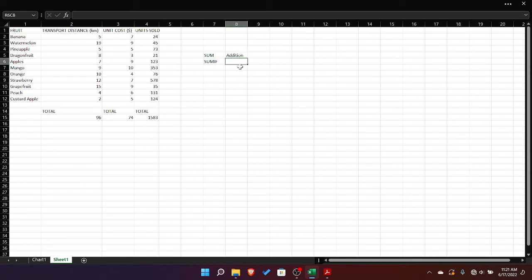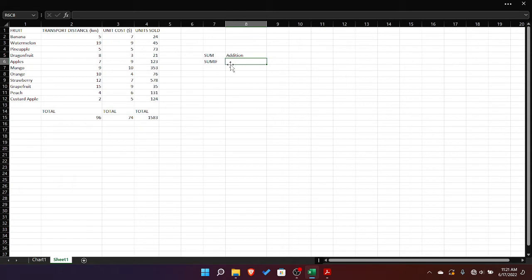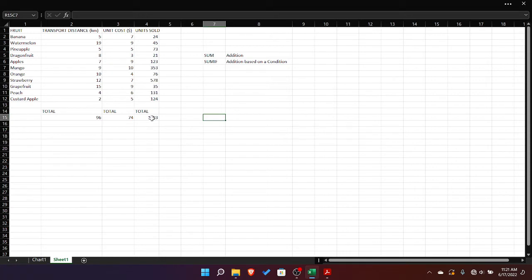Now SUMIF is addition based on a condition. Now what does that mean? See, this is really easy. However, it might feel tricky, okay? So let's say SUMIF here.